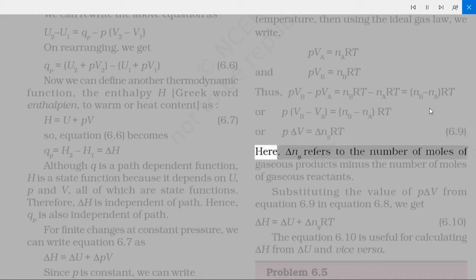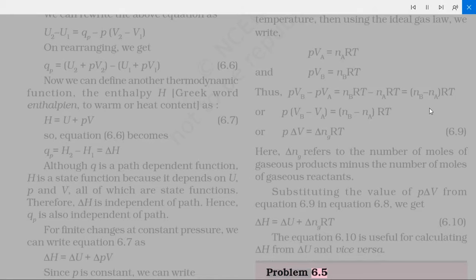Equation 6.9. Here, Δng refers to the number of moles of gaseous products minus the number of moles of gaseous reactants. Substituting the value of PΔV from equation 6.9 in equation 6.8, we get ΔH is equal to ΔU plus Δng RT, equation 6.10. Equation 6.10 is useful for calculating ΔH from ΔU and vice versa.